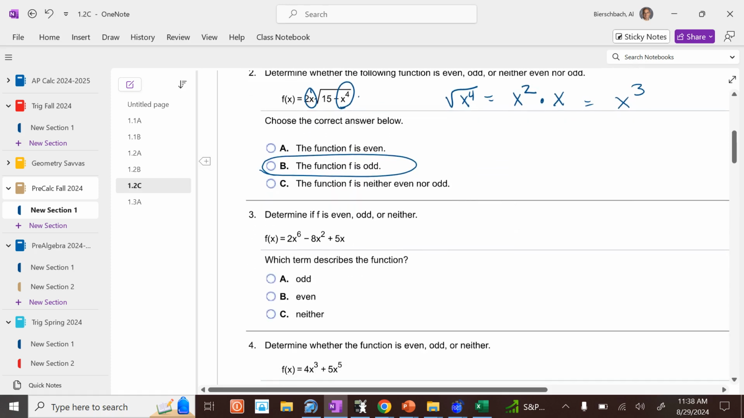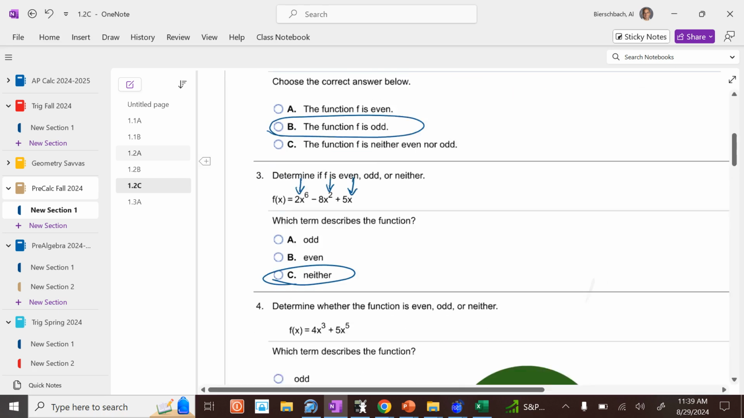Okay. Now, you have x to the sixth, x to the second, which are both what types of numbers? Even. But then you mix it in with an odd number. So if you have an even and an odd, it is neither. Okay? When you mix even and odd, it's not. If everything is even, then it should be an even function. If everything is odd, it's an odd function.